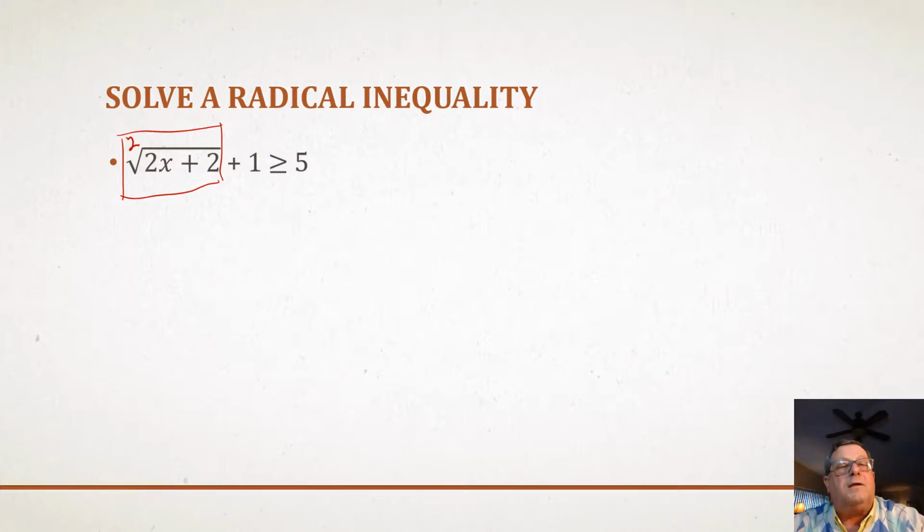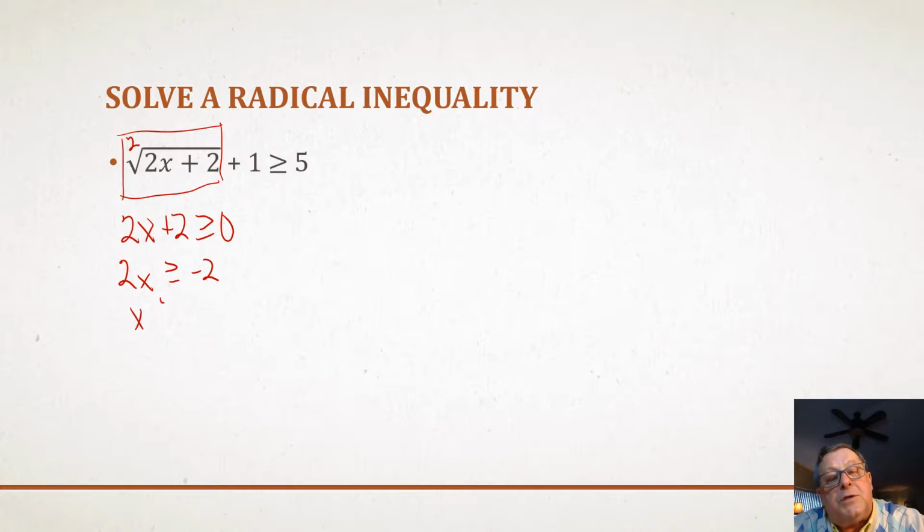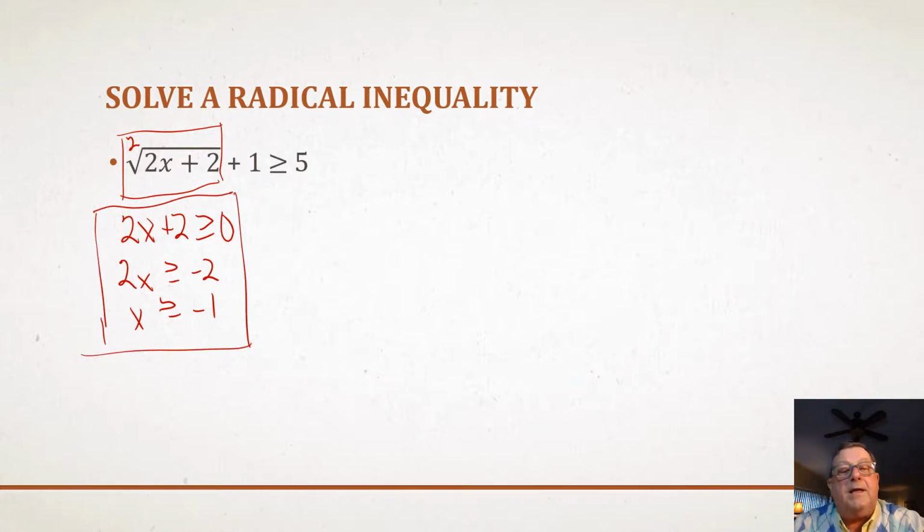Remember, when we got inequalities, we have sets of solutions, not just a solution. So let's take what's underneath the radical, and we're going to set that up as 2x plus 2, and that must be greater than or equal to 0. And we're going to subtract 2 from both sides, so we got 2x now is greater than or equal to negative 2, and divide by 2. So x must be greater than or equal to negative 1 to satisfy what is underneath the radical. So that is going to be one of my test points, negative 1. X greater than or equal to negative 1.